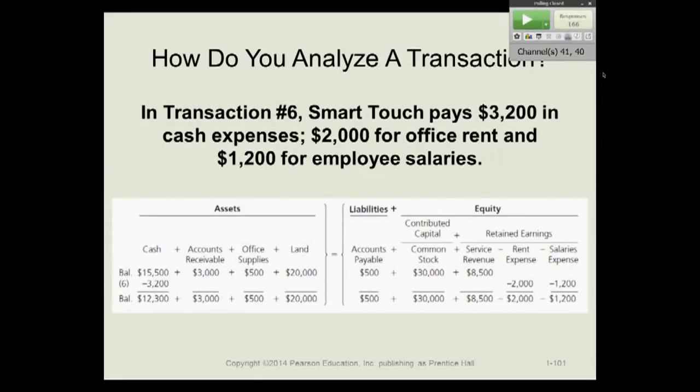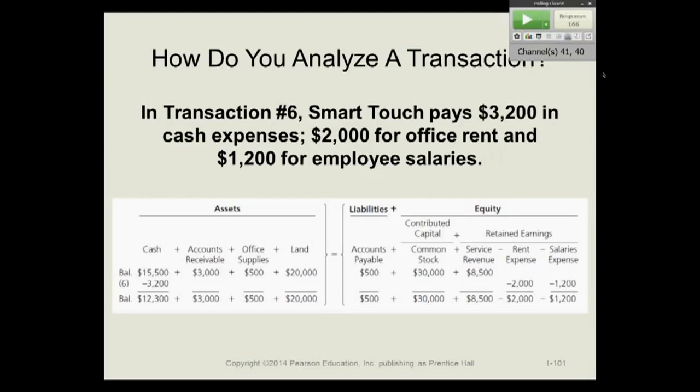Transaction 6. They paid $3,200 in cash: rent, $2,000, and salaries, rather, for $1,200. Notice that again, this is coming in your retained earnings. So this is your income, right? You got service revenue $8,500. You got rent expense for $2,000, and you have salaries expense for $1,200. When you pay those expenses, it's a cash expense here. Doesn't necessarily have to be a cash expense. So you reduce cash, and then you reduce retained earnings for the use of resources in the process of creating revenue.